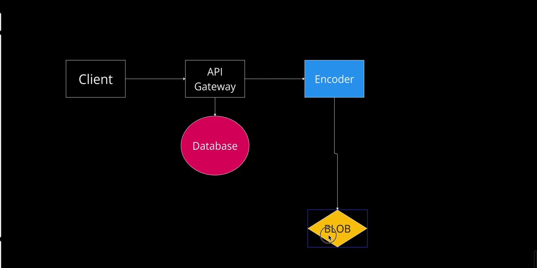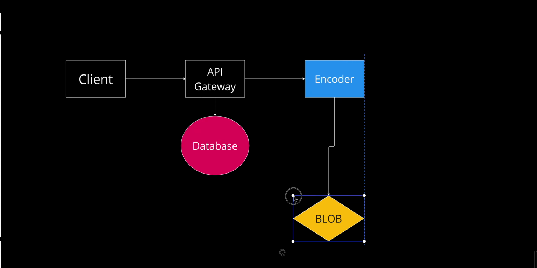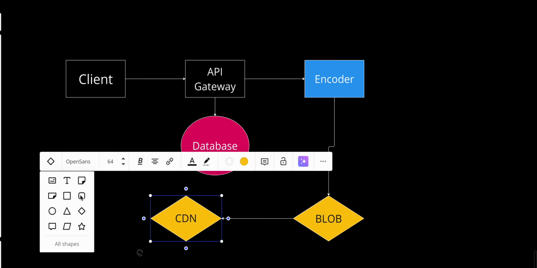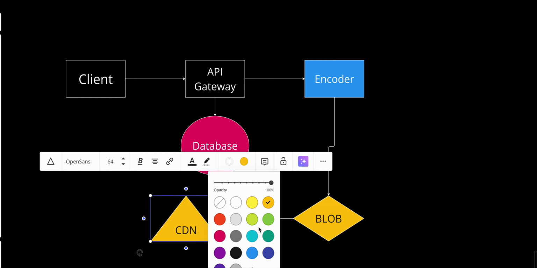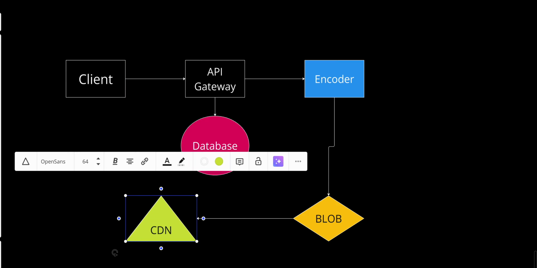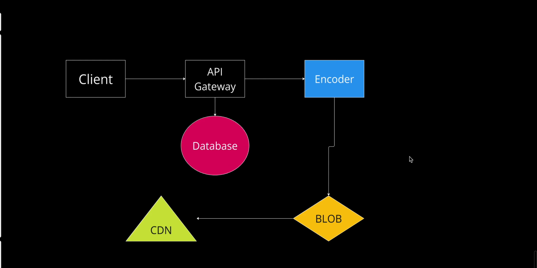Okay, so I guess next we need to talk about the CDN. And let's give it a color. Okay, so the CDN, or content delivery network, caches popular videos close to users geographically to reduce latency and server load. The responsibility of the CDN is basically caching popular videos.